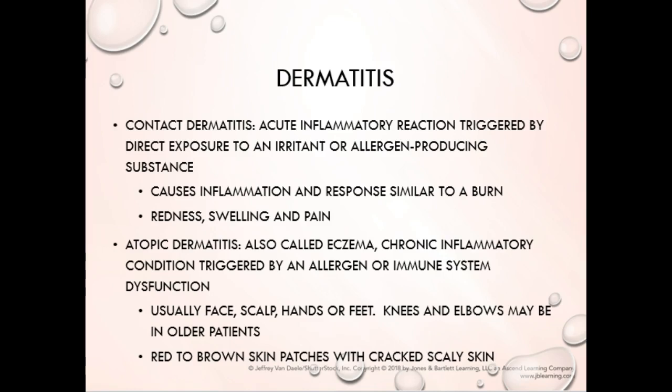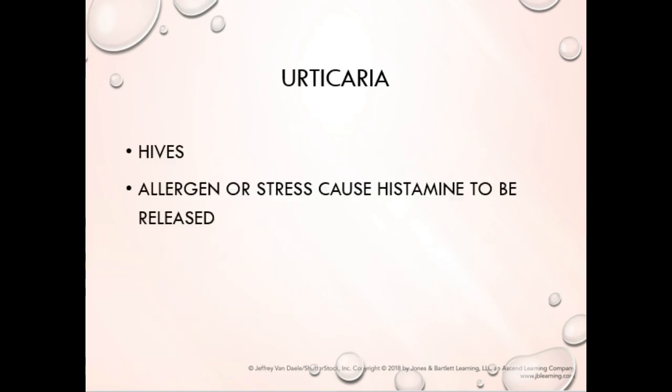Now, atopic dermatitis, also called eczema, is that chronic inflammatory condition. It could be an allergy. It could be an immune system response. It's kind of an immunoglobulin E response where your body has an overreaction to some sort of allergen, and you get those patches, those red to brown skin patches. It can have cracked, scaly skin. It can be on face, scalp, hands, feet. Usually in older people, they get it at knees and elbows. And we're going to practice dermatitis after the rest of the inflammatory conditions.